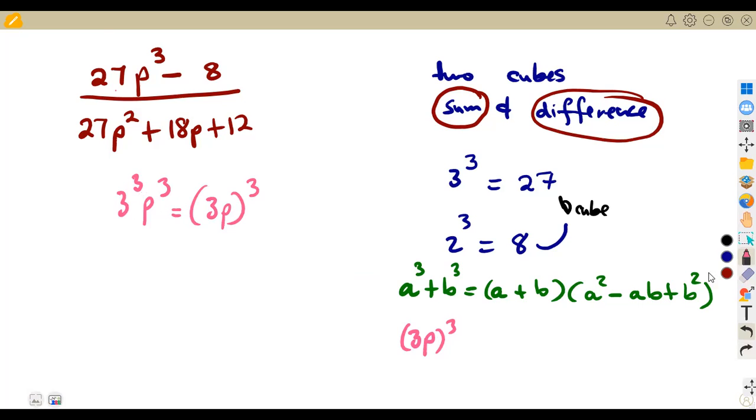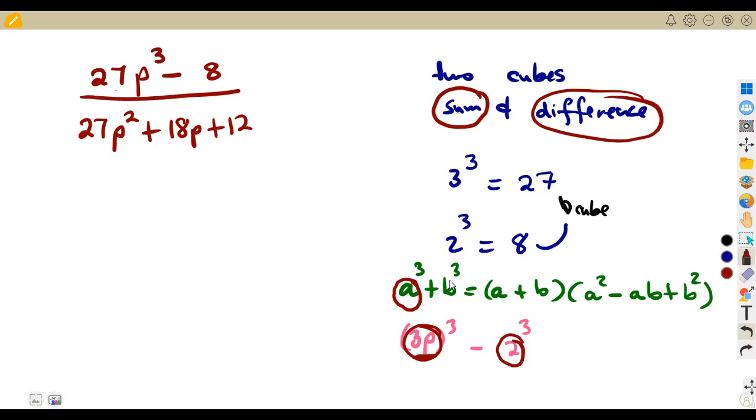All right. So we move on to negative 8, which is the same. This part of 8, we said is same as 2 to the exponent of 3. So it's same as we have minus 2 to the exponent of 3. So if we check properly on this question, we can see that this part of 3p is your A, so it's A cubed. Then we've got 2 cubed in this case representing B.